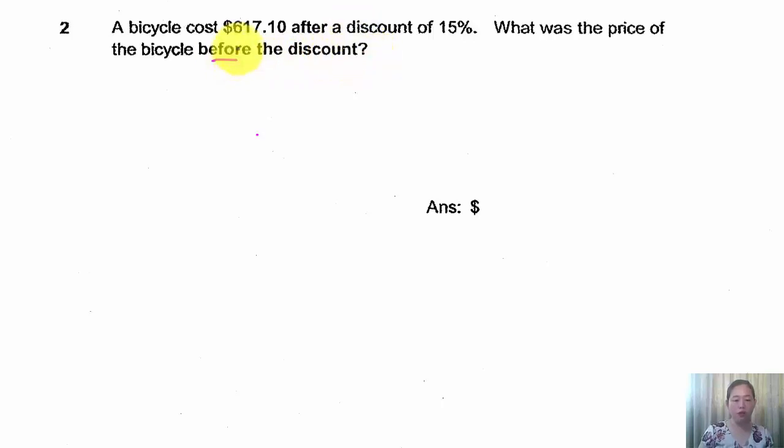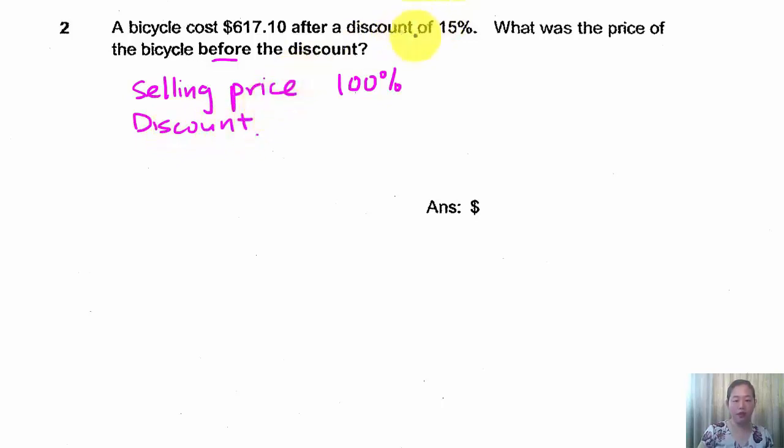To do this question, you have to understand that to sell an item, there's such a thing called selling price. And when a price is set, it is considered 100% of the price. And whenever there's a discount, you basically pay less. So if there's a discount of 15%, you pay less by 15% and therefore you only need to pay 85% of the selling price.